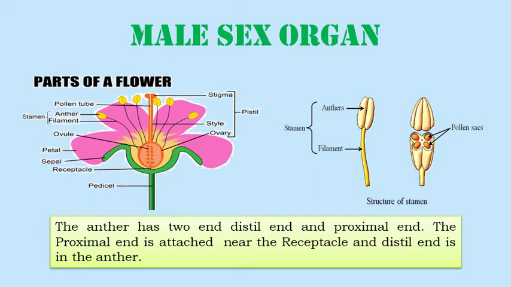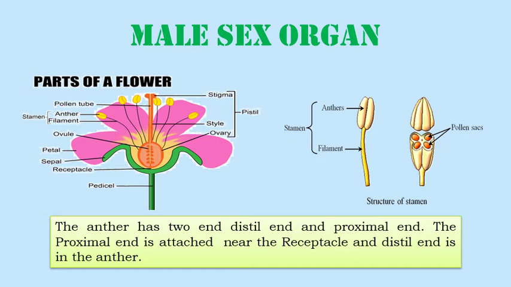The next to sepal is petal. What's the color of the petals here? The color of the petals here is purple. Petals are modified leaves that surround the reproductive parts of flowers. Ovule we'll discuss later. After that we have stamen. Stamen is the male reproductive organ, and it comprises two parts, that is anther and filament.